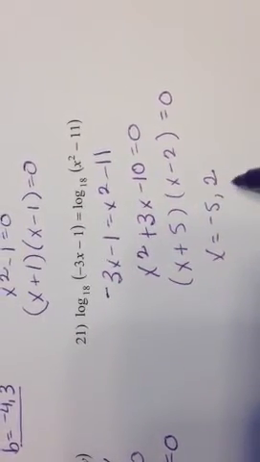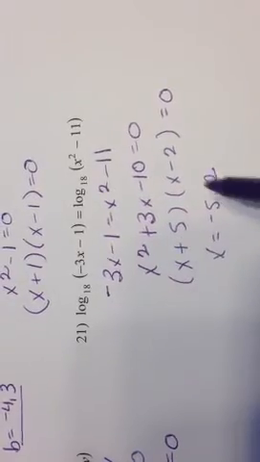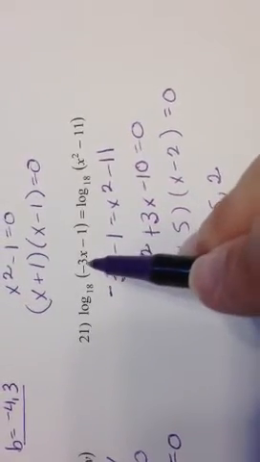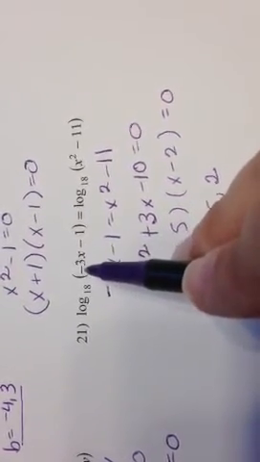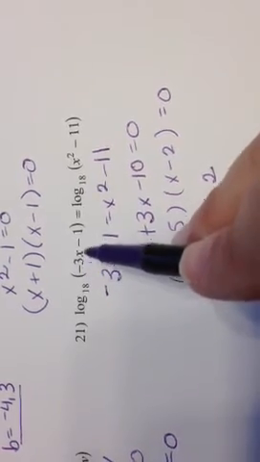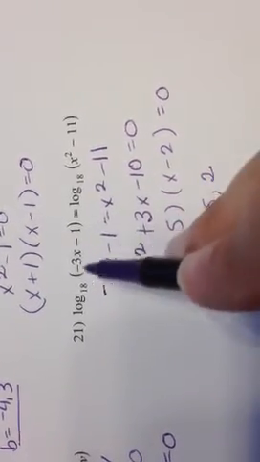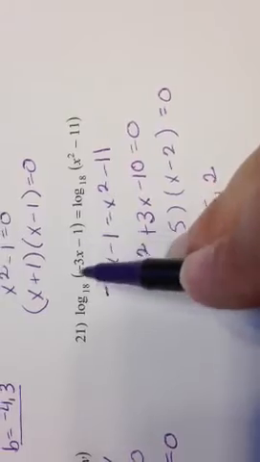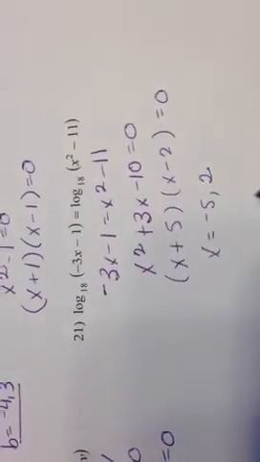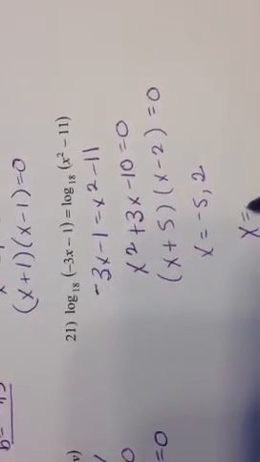I need to check the answers here, like with the others, and the 2 doesn't work, because then I would take negative 3 times 2, which is negative 6 minus 1, and that gives me a negative 7, and I can't take the log of a negative number. So x is equal to negative 5.